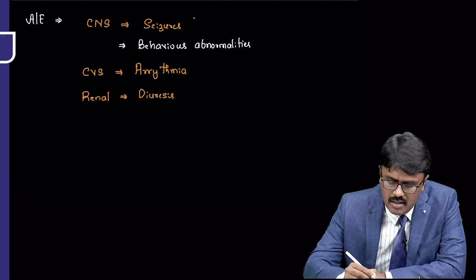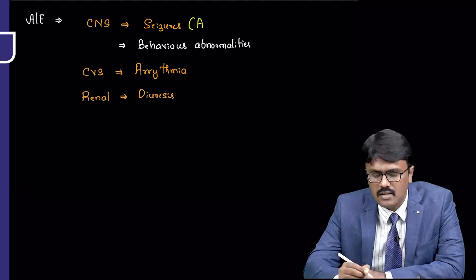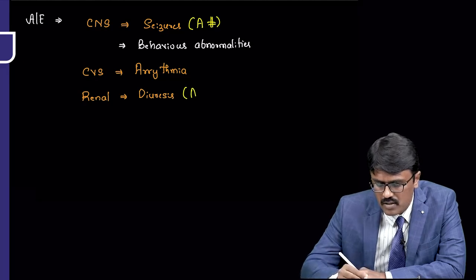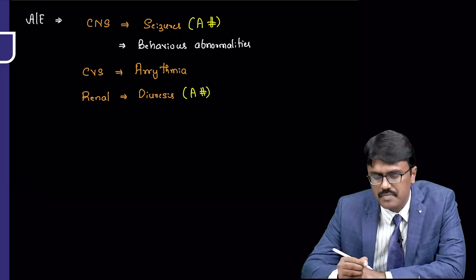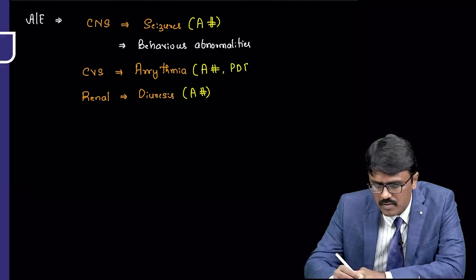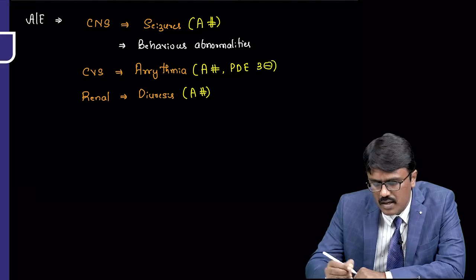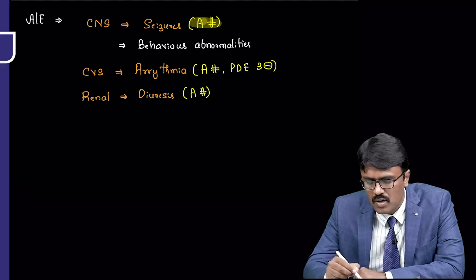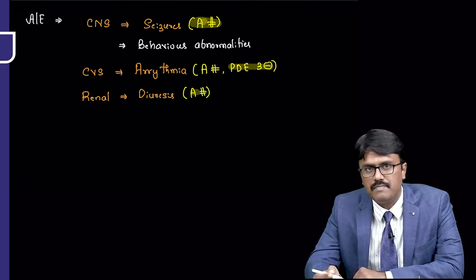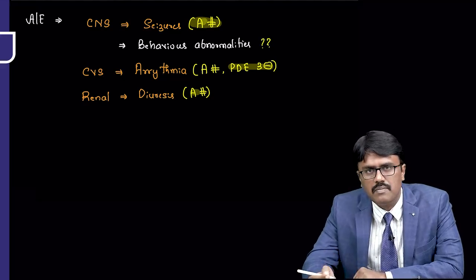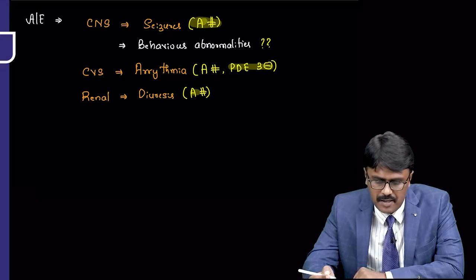Remember, the reason why the seizure occurs is because of adenosine blockade. Why diuresis occurs is also because of adenosine blockade. And why arrhythmia occurs is also because of adenosine blockade. Not only that, it also blocks phosphodiesterase 3 in the heart. So this was a question asked in one of your recent exams. What is the reason for this adverse effect? Why do the behavioral abnormalities occur? The cause is unknown. That is still under study.